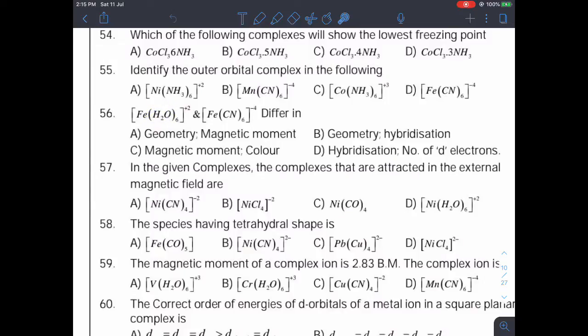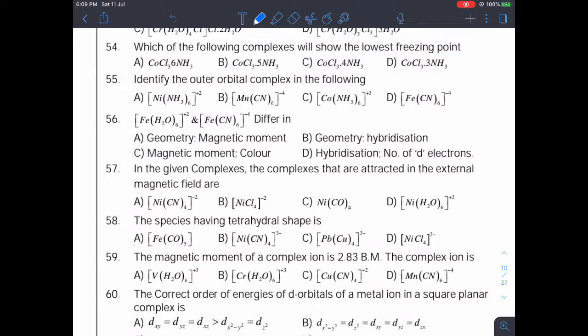So magnetic moment and color, hybridization, number of d electrons. Because the oxidation number, if you calculate here, is coming out to be plus 2 and plus 2 here also. So if the oxidation number is the same, the number of d electrons is also the same. That means by default the correct answer came to be this one, magnetic moment and color.